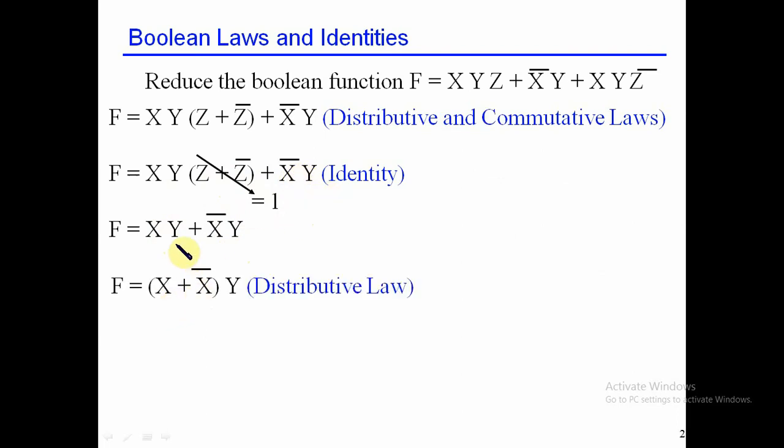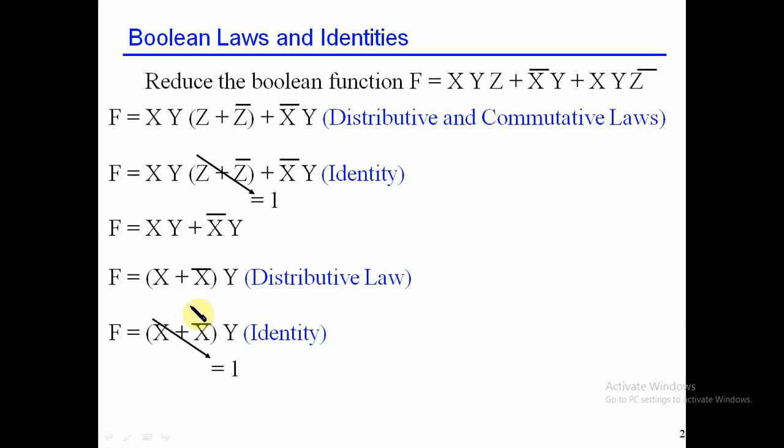Then y is common, by using the distributive law. We take y outside and get the bracket x plus x bar. Again we apply the identity law here, and we get 1, and what remains is y, so our answer is y. This is a simple reduction using the identity law, distributive law and commutative laws. This is our equation, and after reduction we got the answer y.